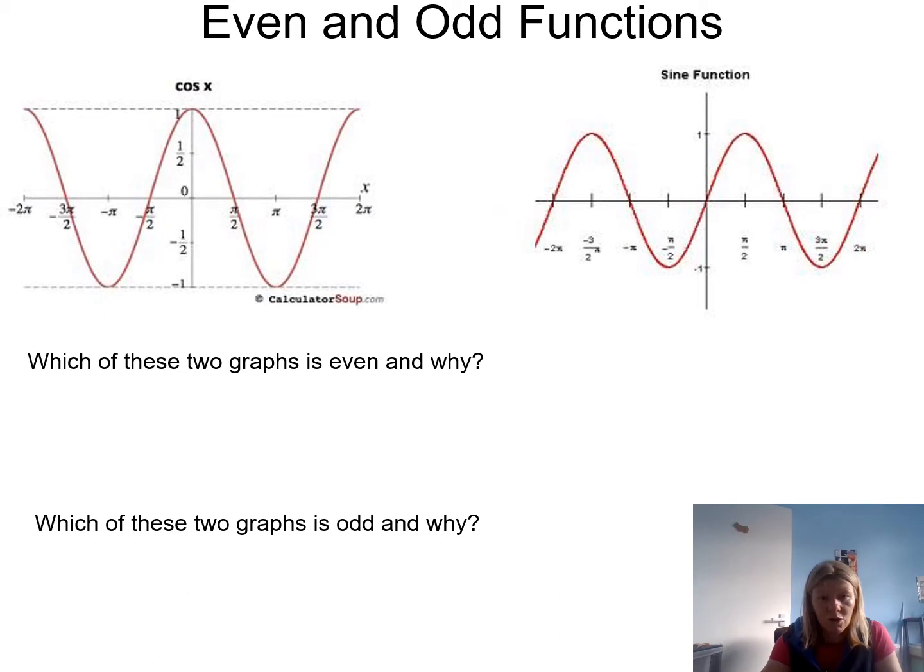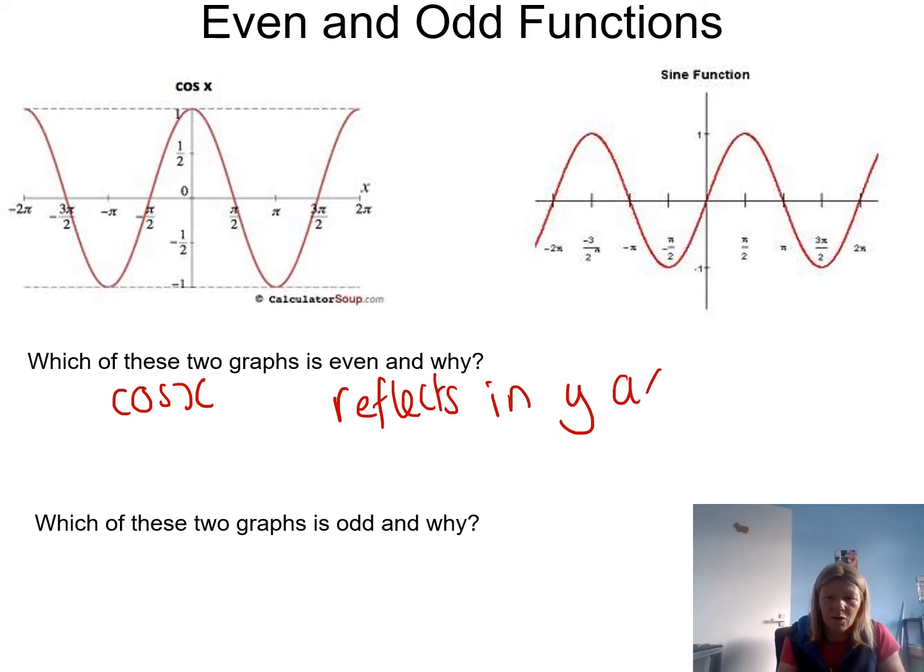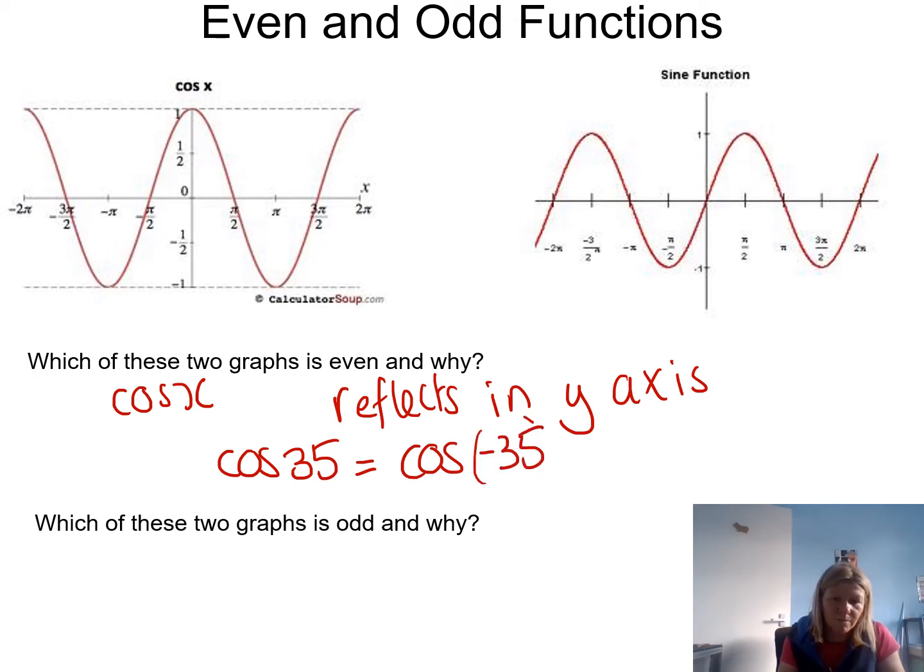Right, odd and even functions. Which is which? Hopefully you can see that's cos and that's sine. Which of these is even and why? Question for you. Cos x is the answer, and why? It's because it reflects itself in the y-axis. So what that actually means is that cos 35 will be equal to cos of minus 35. They're the same. Often comes in handy.